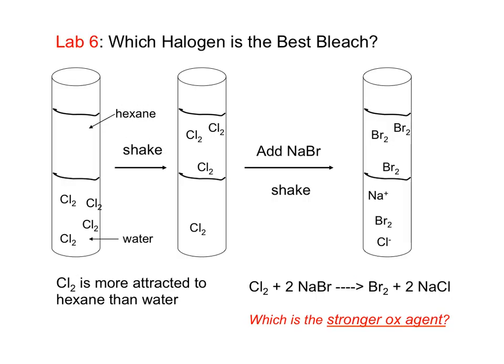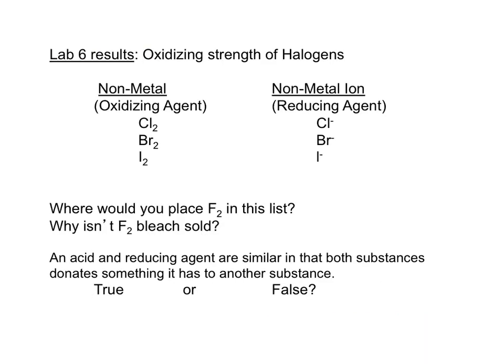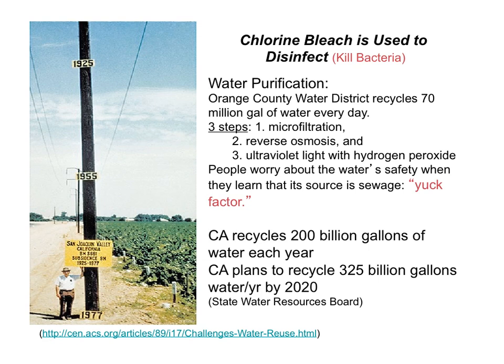You probably have chlorine bleach at home. In lab, we're going to test chlorine bleach compared to bromine bleach compared to iodine bleach. Halogens are group 7 elements, and here's the order on the periodic table from top to bottom. We'll answer these questions in lab. Chlorine bleach is used as a disinfectant to kill bacteria.